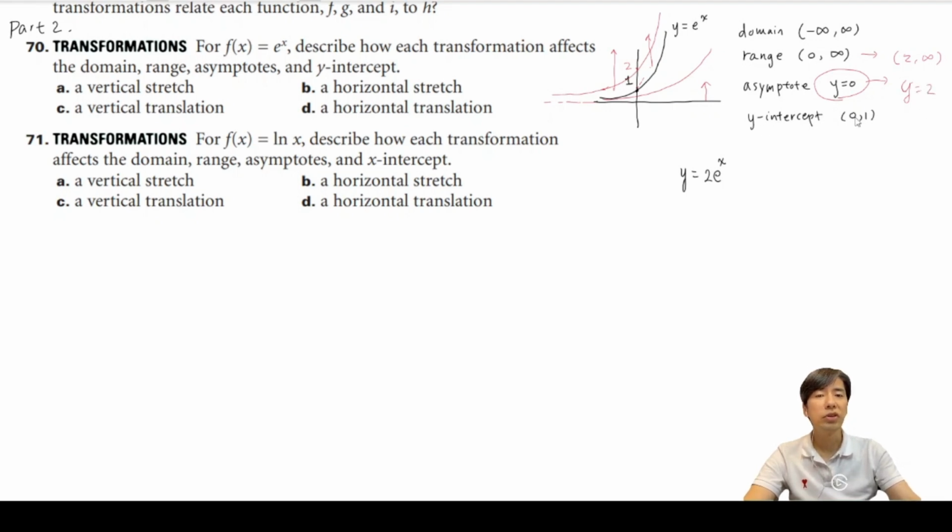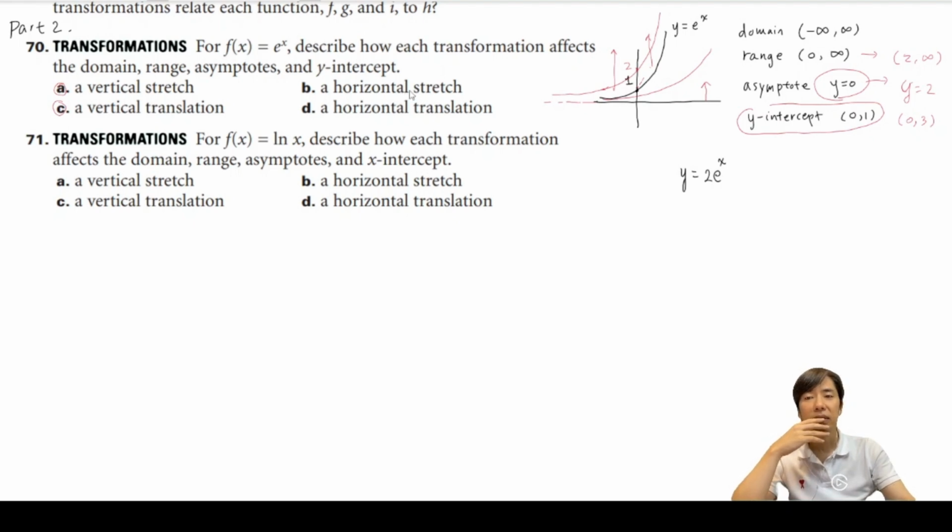The y-intercept also changes, okay? If you shift it 2 upward, this one becomes 0, comma 3. So you add 2 to it. In a vertical stretch, there's one thing that changes, the y-intercept, okay? As I said, it was passing through 1, but it now passes through 2 if you have something like this. So the y-intercept changes in all cases, A and C, okay?